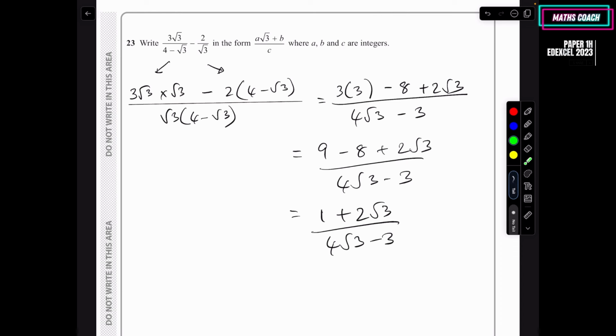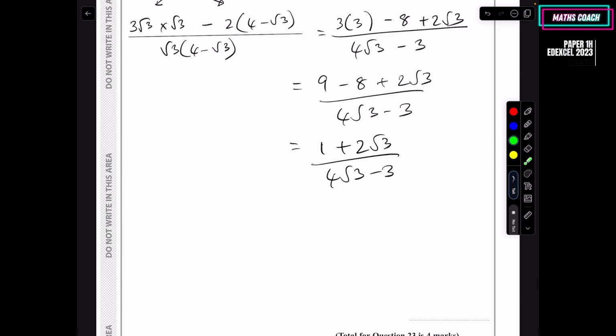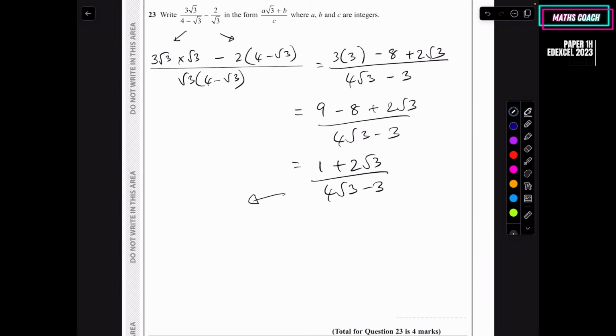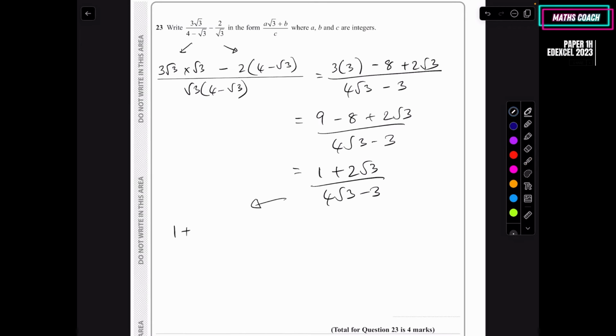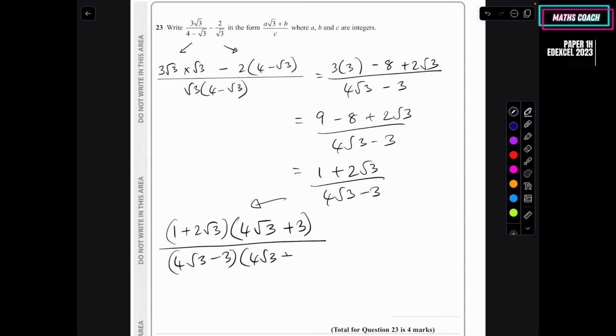Now, it still doesn't look like this, can you see? Because on the bottom, we need just one value, one integer for c. And we've got this, which means we need to rationalize. Okay, so we're going to rationalize this now. What is that? To multiply the top and the bottom by the bottom, but changing the signs. So it's going to be 4 root 3 plus 3 all over 4 root 3 minus 3 in a bracket, and then 4 root 3 plus 3 again.